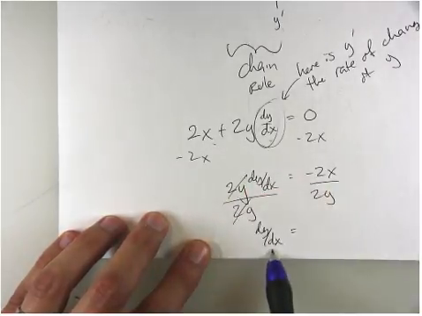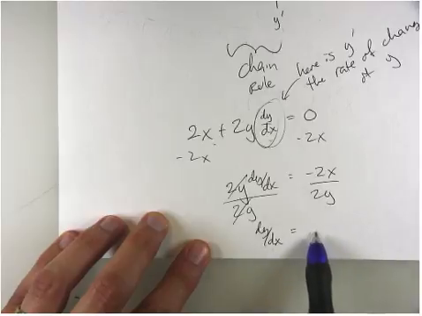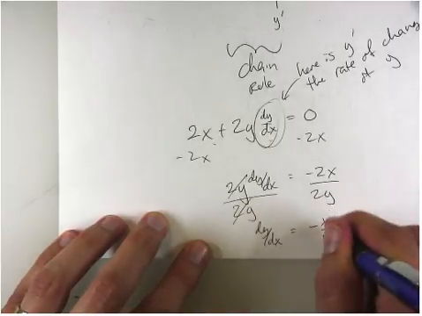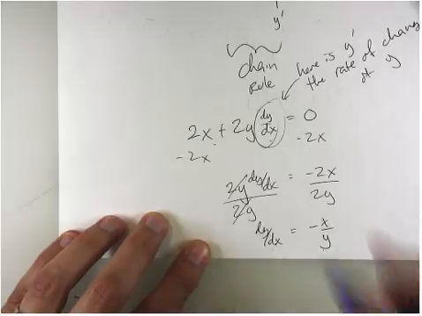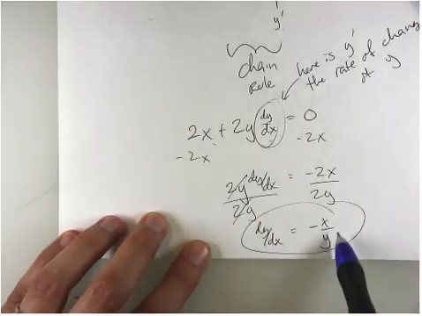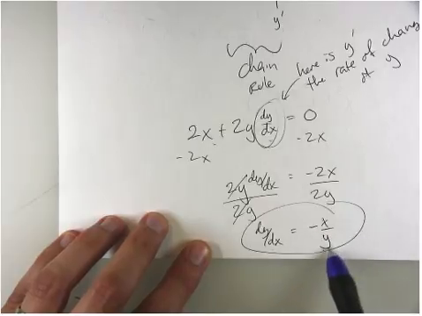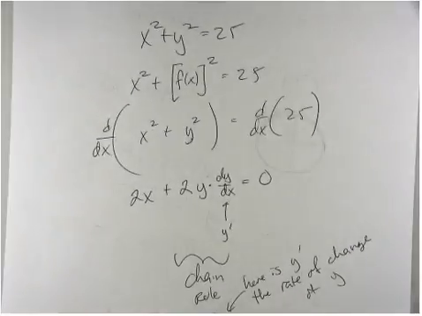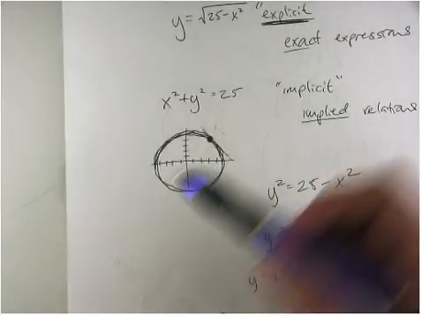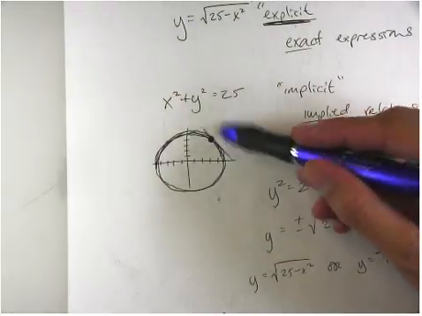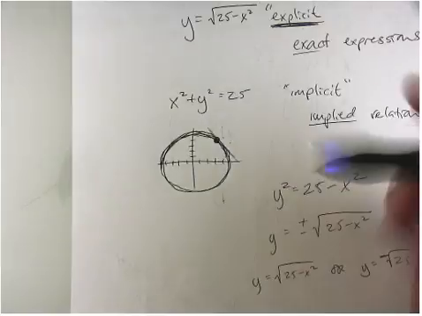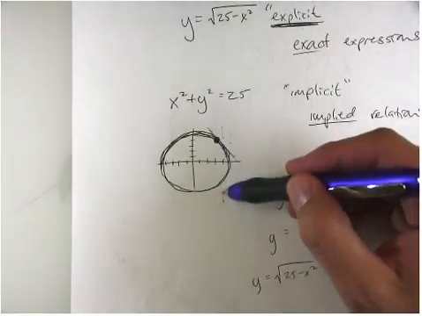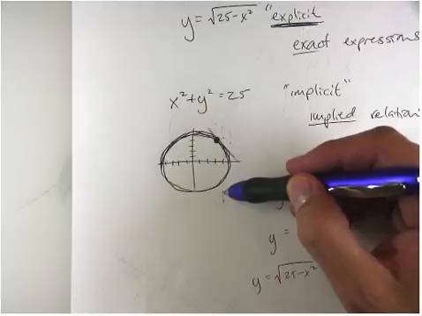So now I'm left with just dy dx on the left side, and on the right side I've got negative x over y. So there's the derivative. Notice that it depends on both an x value and a y value. Remember that this was a circle, and I'm expecting that, right? If I want to know what the slope of this curve is, I've got to tell you an x coordinate, and I'm probably going to have to tell you a y coordinate too, because there might be multiple y's that correspond with it.